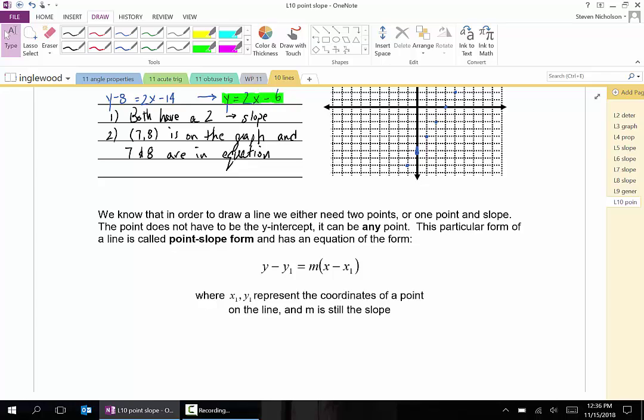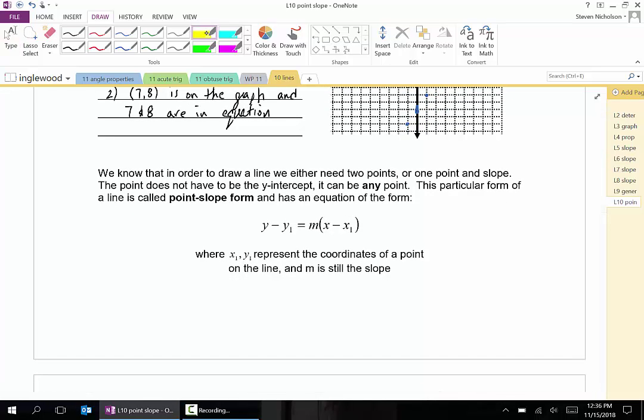So in my note here, we know that in order to draw a line, we either need 2 points or 1 point and slope. The point does not have to be the y-intercept. It can be any point. And that leads to this form of a line called the point slope form. And again, as I've just highlighted, the number in front of the brackets is exactly the same slope as the number in front of x in slope-intercept form. And these 2 numbers right here represent a coordinate on the graph, on the line.